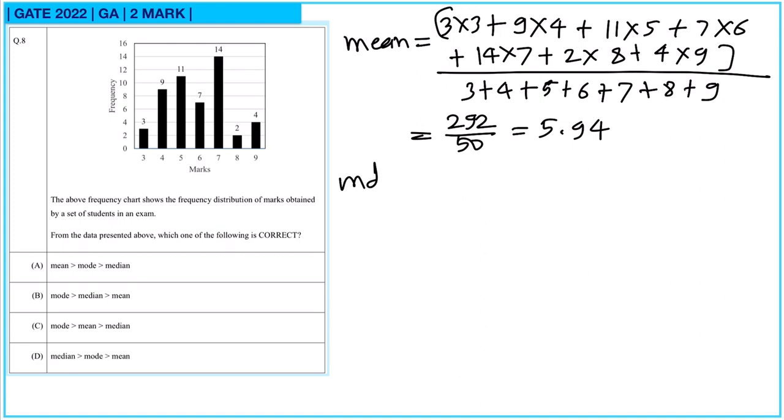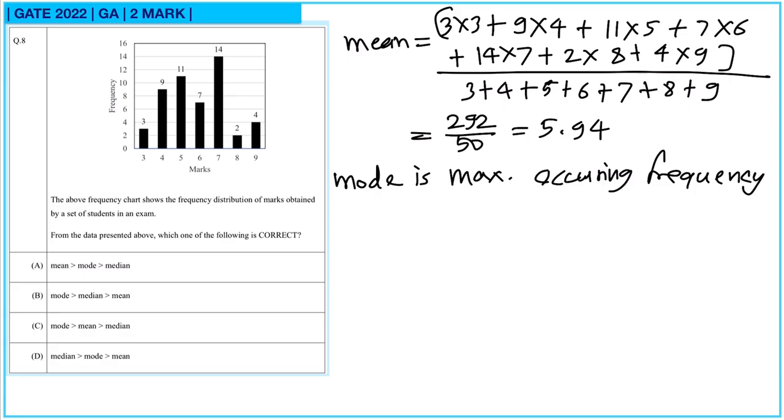Next is mode. So mode is the maximum occurring frequency. So the frequency which appears most is the mode. Now here the mark 7 appears 14 times. So the mode for this case will be 7. So mode is 7. So it is the frequency which appears most number of times.